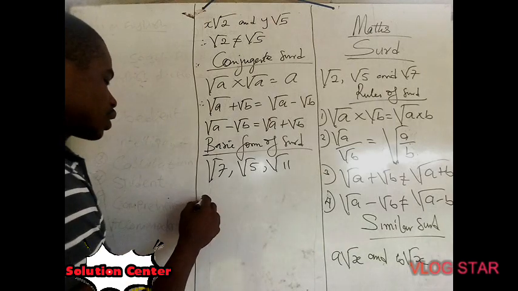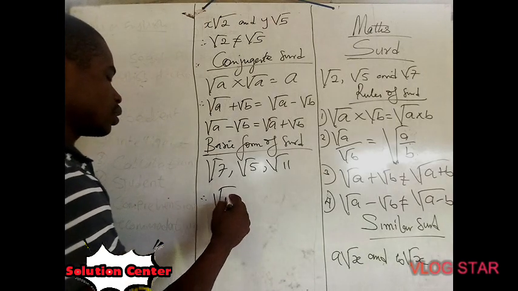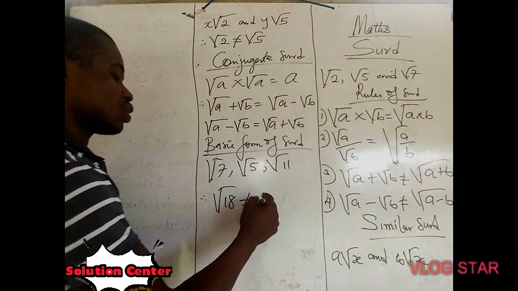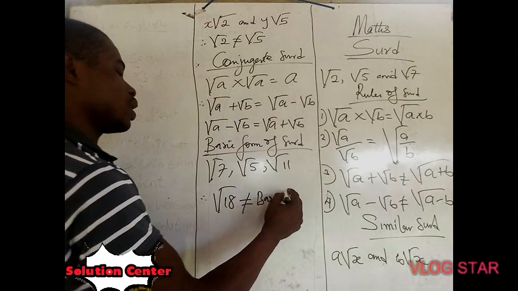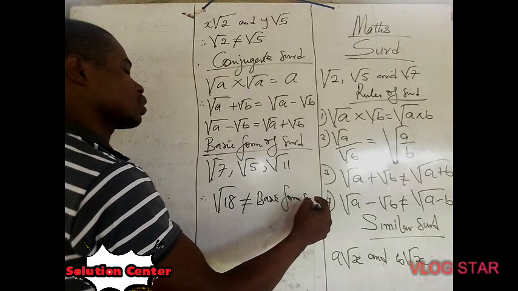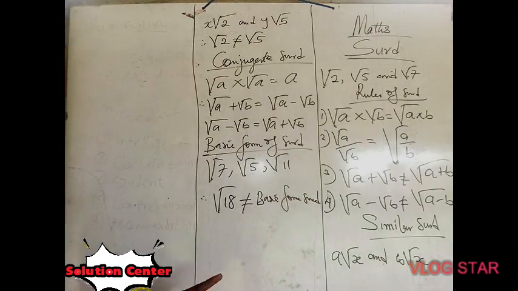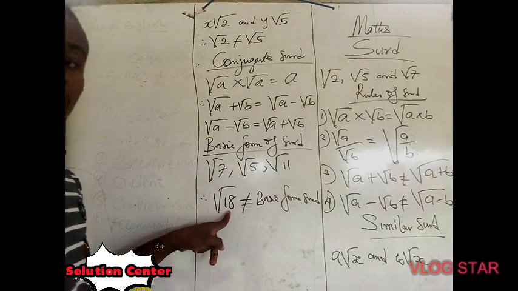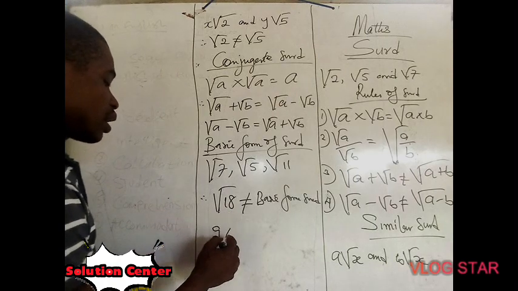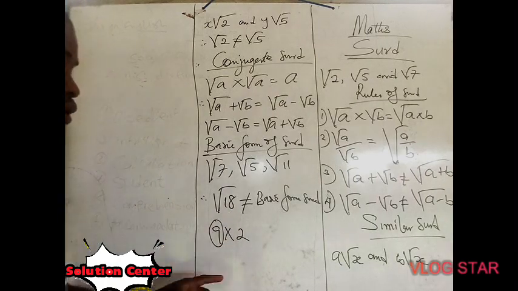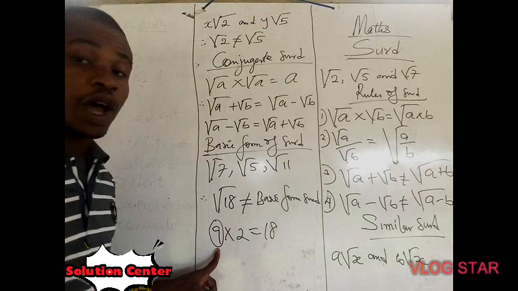But if I have this particular example, root 18 is not a basic form. It's not a basic form of what? A basic form of surd. Why? Because it has a factor that's a perfect square. What is the factor that's a perfect square here? It is 9 times 2. 9 here serves as a perfect square.